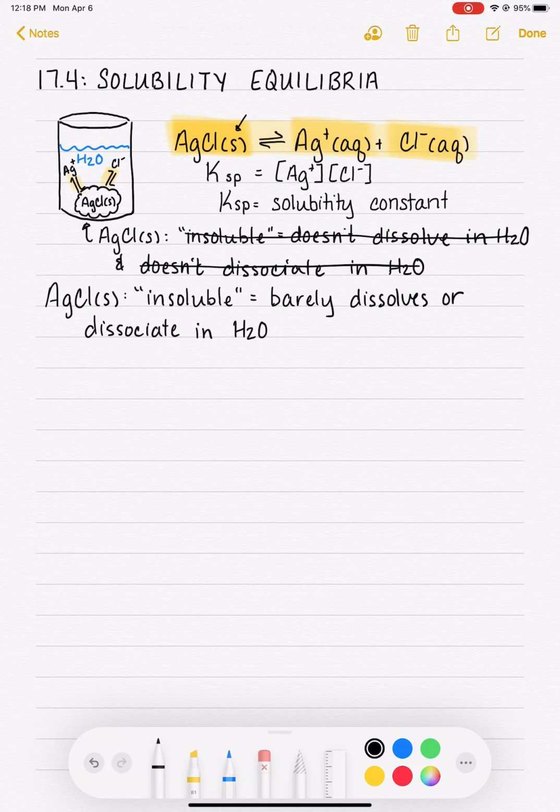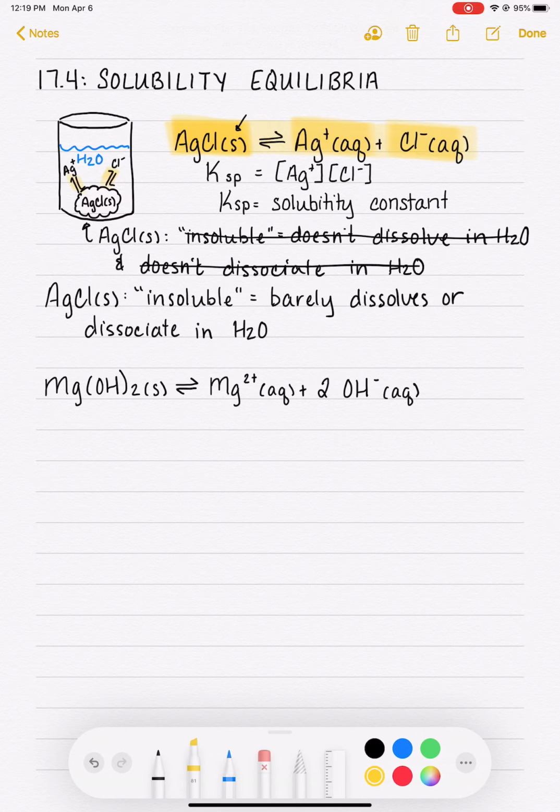So let's look at another reaction. Mg(OH)2, magnesium hydroxide. This is another quote-unquote insoluble solid, meaning that only a teeny tiny amount of the cations and anions are actually going to dissociate. Now this one is a little bit more interesting because we have 2 hydroxides in the magnesium hydroxide compound. That means that we're going to have 2 hydroxide products when this undergoes dissociation.